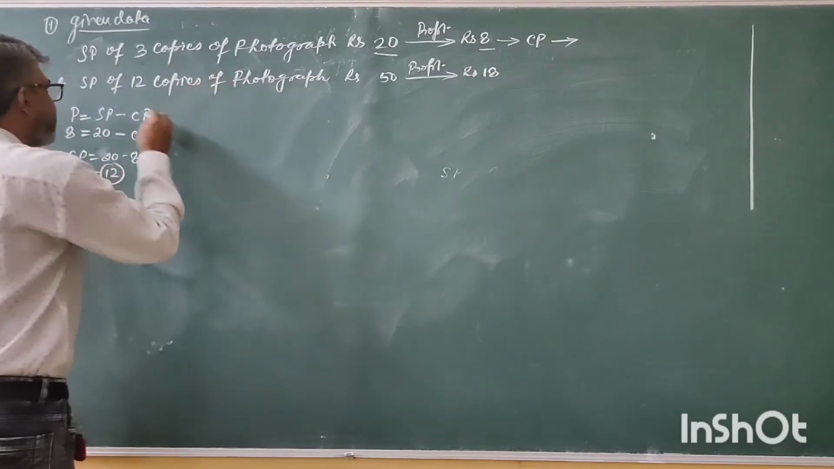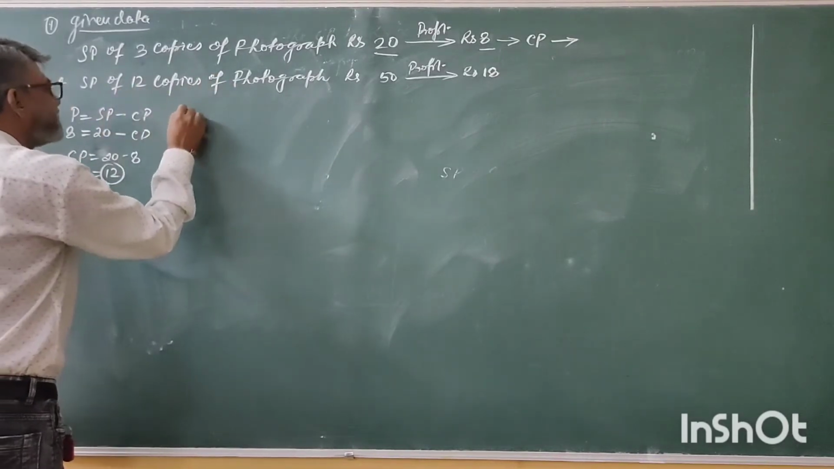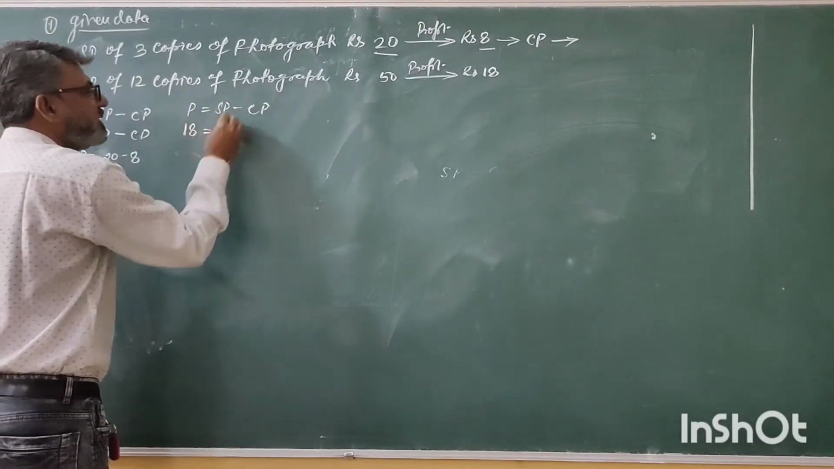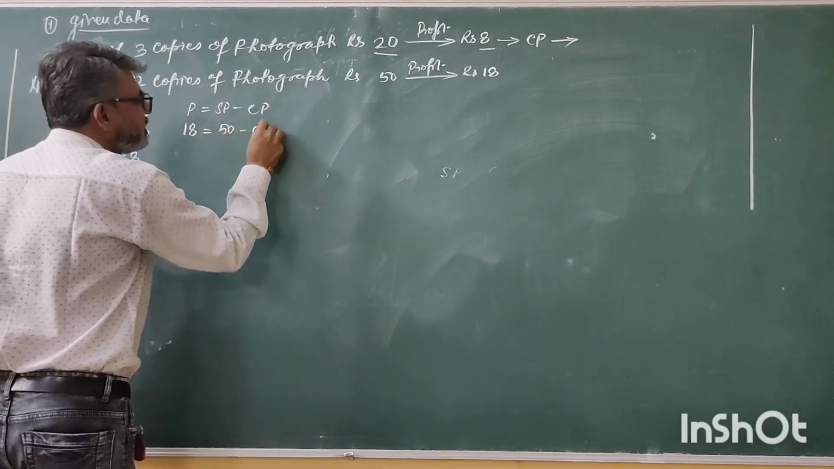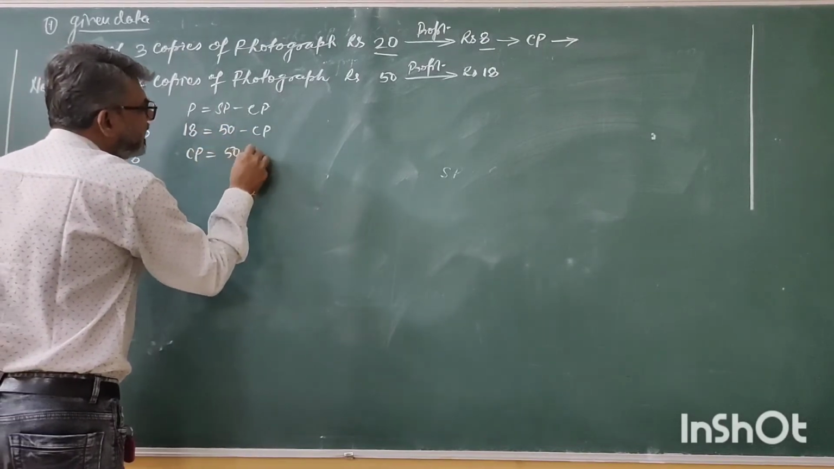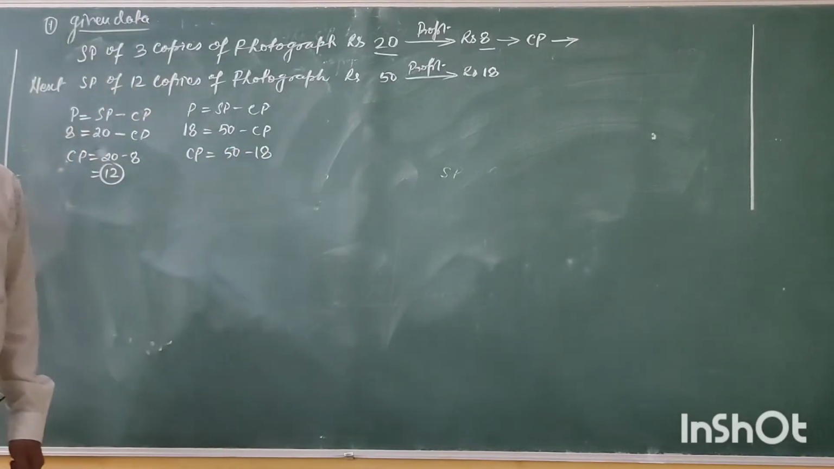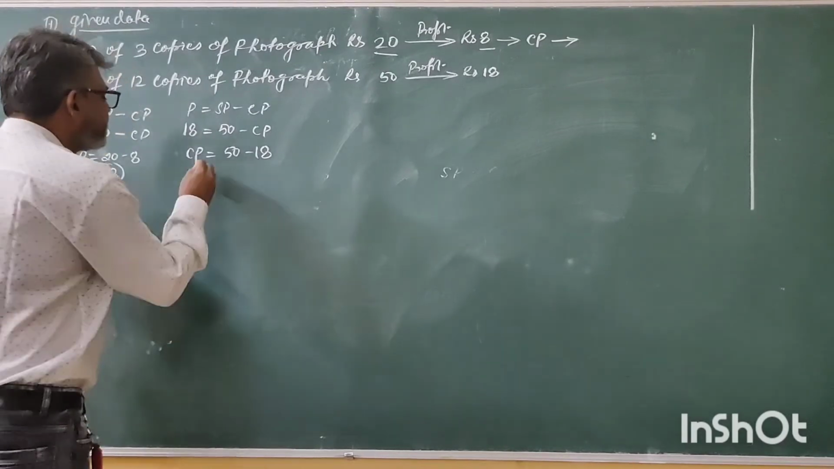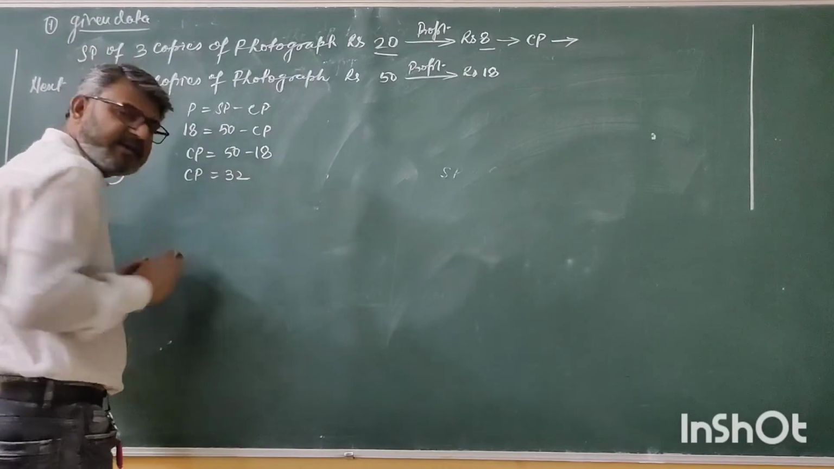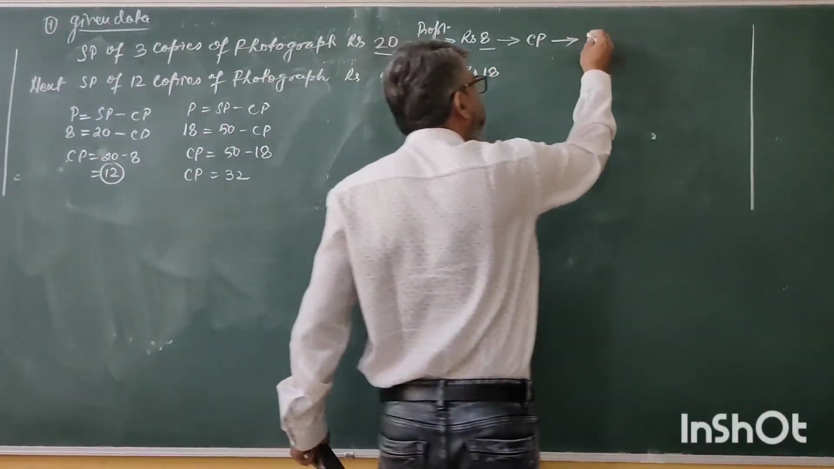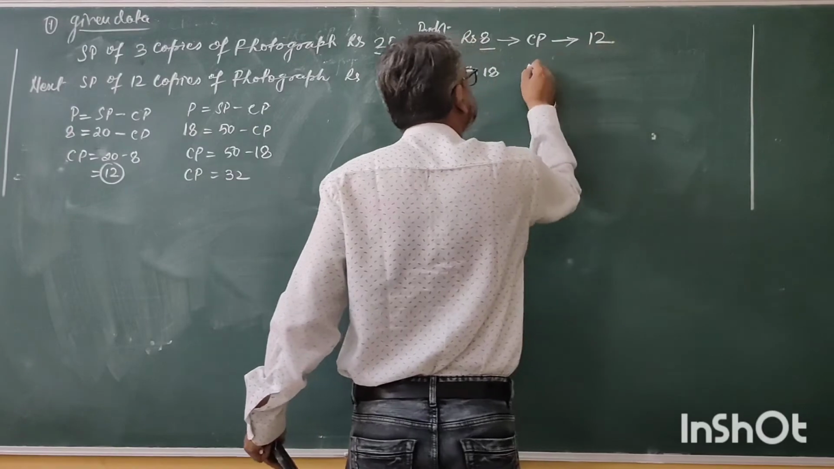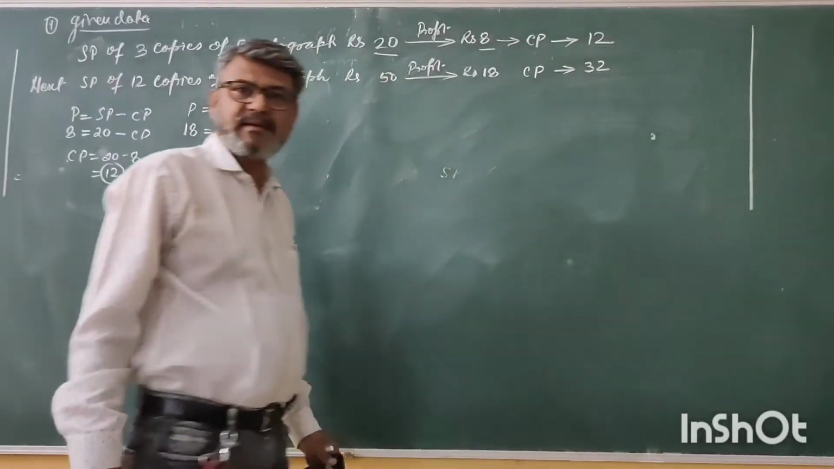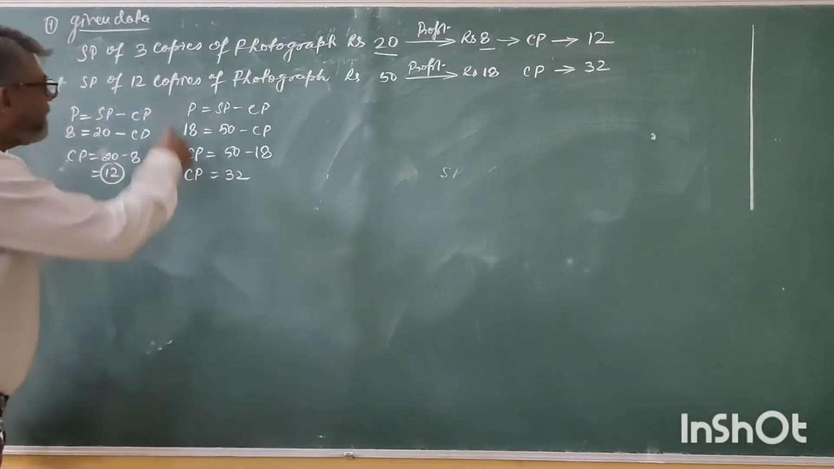Clear? Now the same for the next 12 copies, profit equals SP minus CP. Now the profit is 18 rupees and the selling price is ₹50 minus CP. Therefore CP equals 50 minus 18. Now the result is 32. Clear? Therefore CP is 12 rupees for the first 3 copies and CP again 32 rupees for 12 copies. Understand?